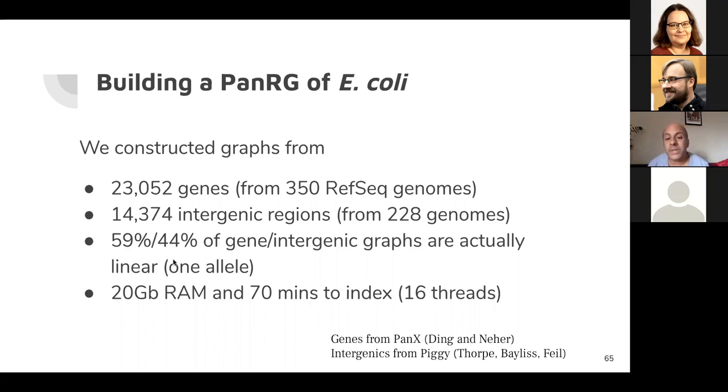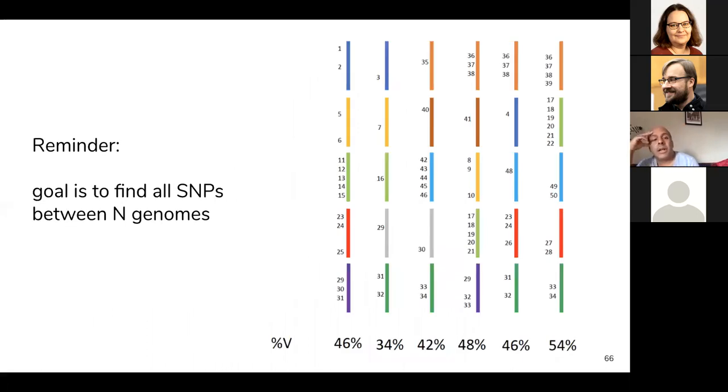So there's always going to be a mix of complex and easy graphs. I'm not really talking about implementation much here, but we took 20 gigs of RAM and 70 minutes to index that graph using 16 threads. And the reason it's that fast is thanks to Leandro. Okay, so I'm just going to remind you, we just want to find all these SNPs to evaluate how well we're doing. We want to see whether or not we can find all the SNPs.